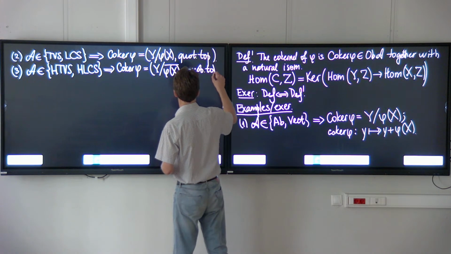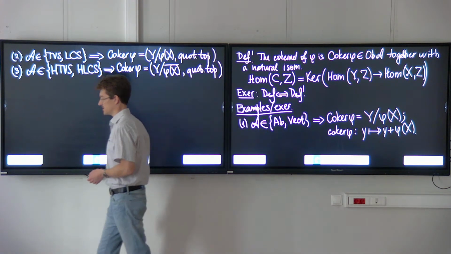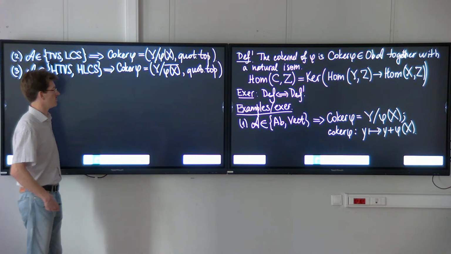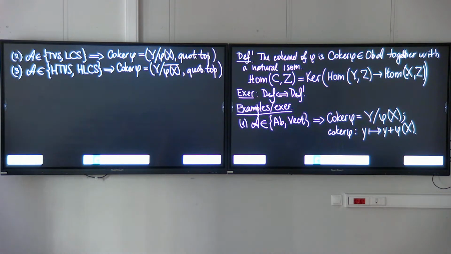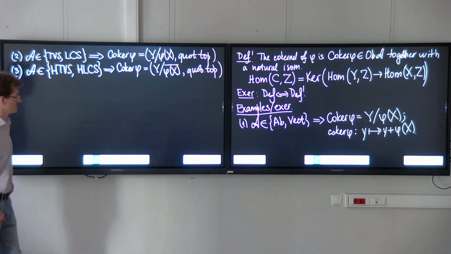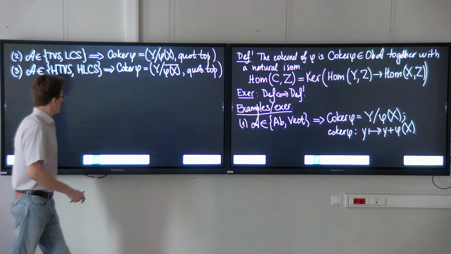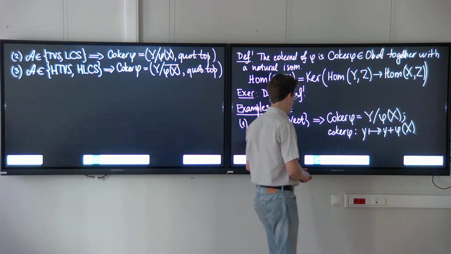So we see that in the Hausdorff categories, every morphism still has a co-kernel, but it is different from the co-kernel in the category of all topological vector spaces, or all not necessarily Hausdorff locally convex spaces. Okay.